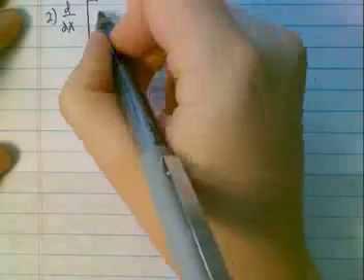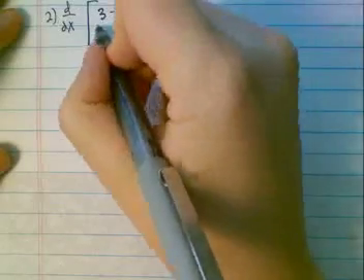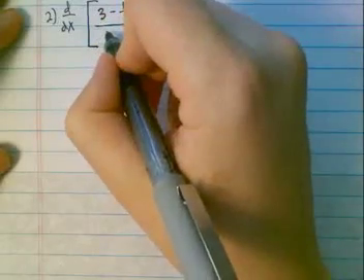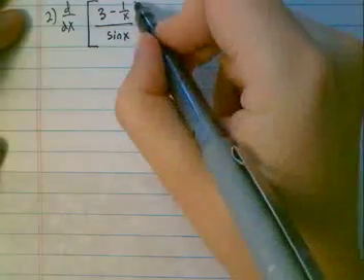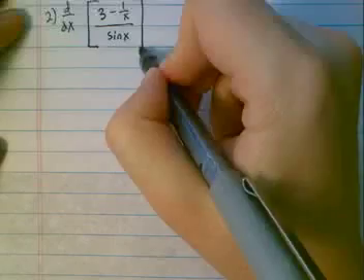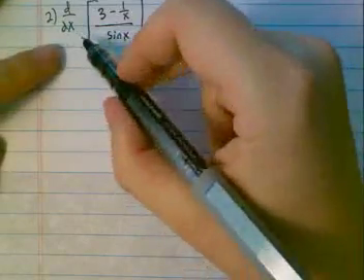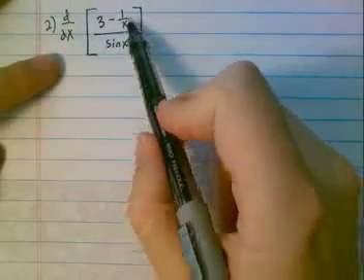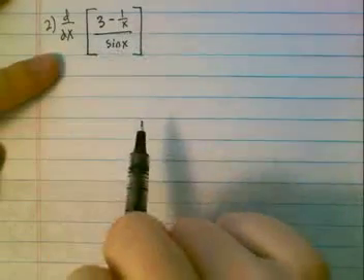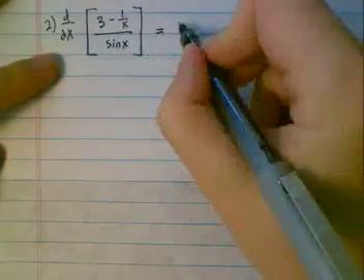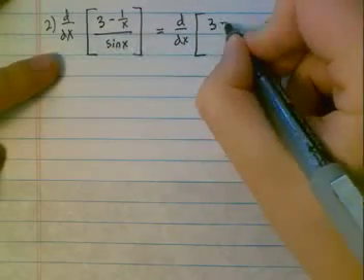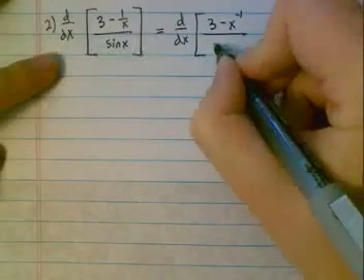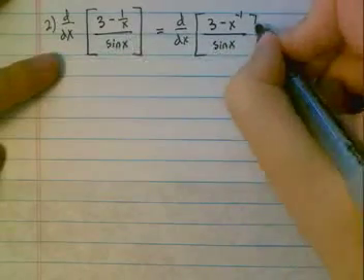Our second problem is that we're going to take the derivative of 3 minus 1 over x, over the sine of x. And now, before we do anything with this, we really need to remember to rewrite this. So don't do anything with the derivative. First thing we're going to do is say we're going to take the derivative of something that's the same thing. It's 3 minus x to the negative 1 over the sine of x.